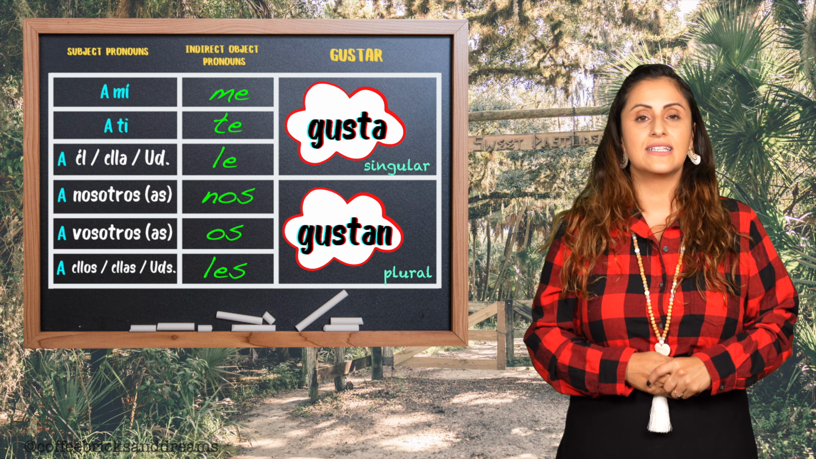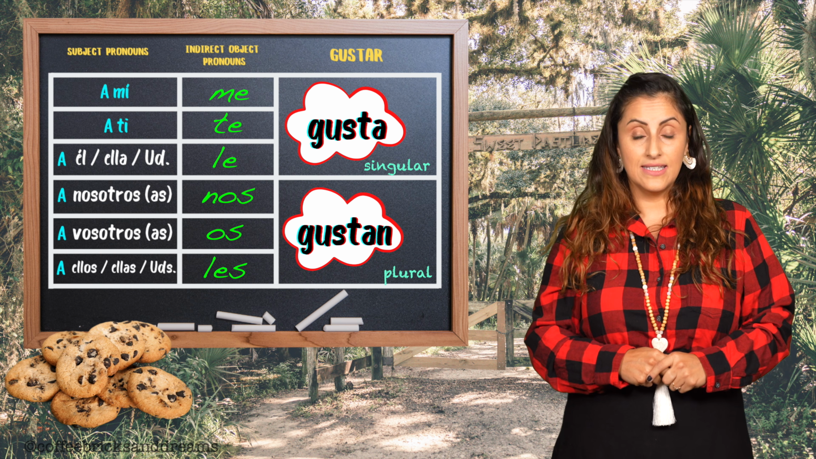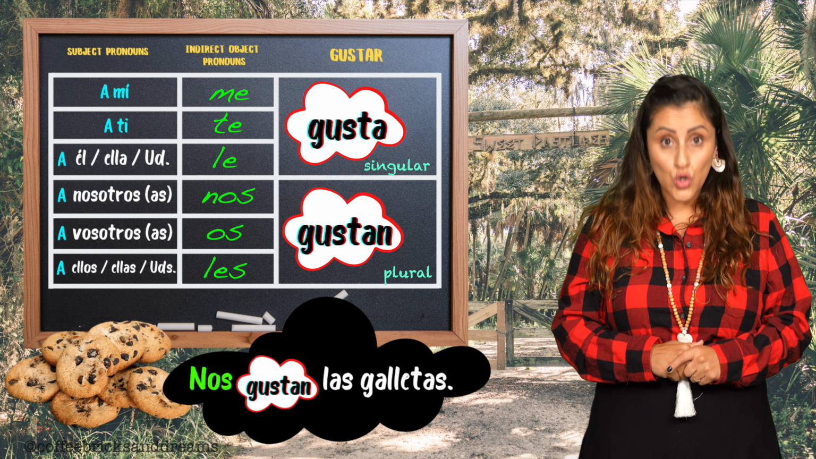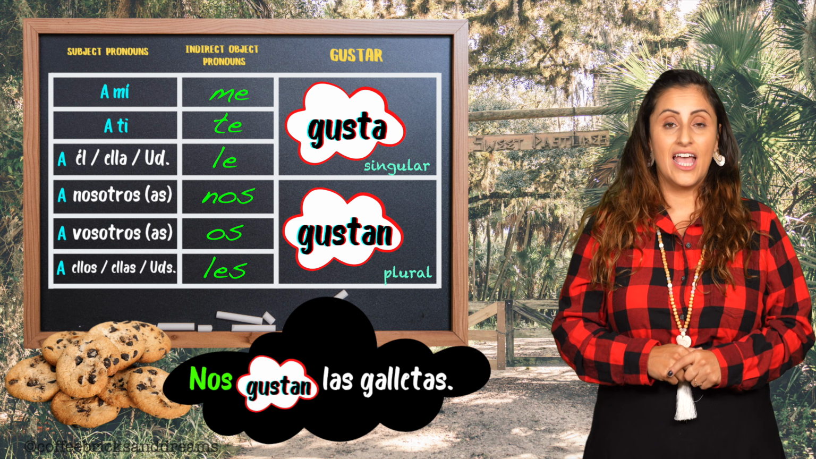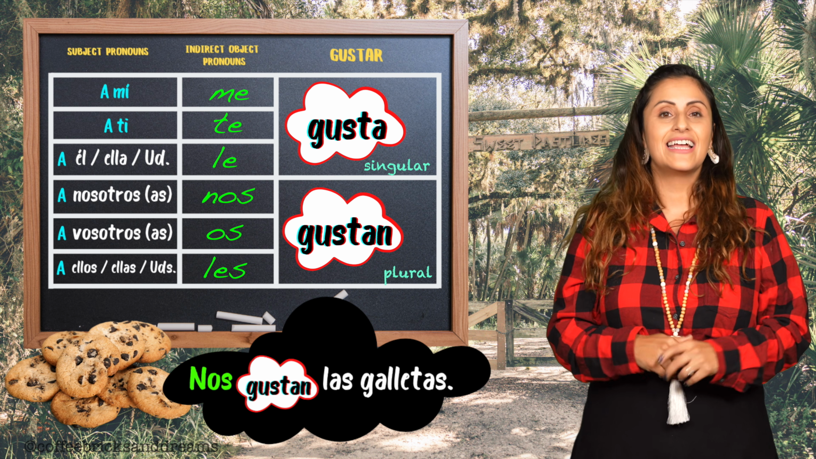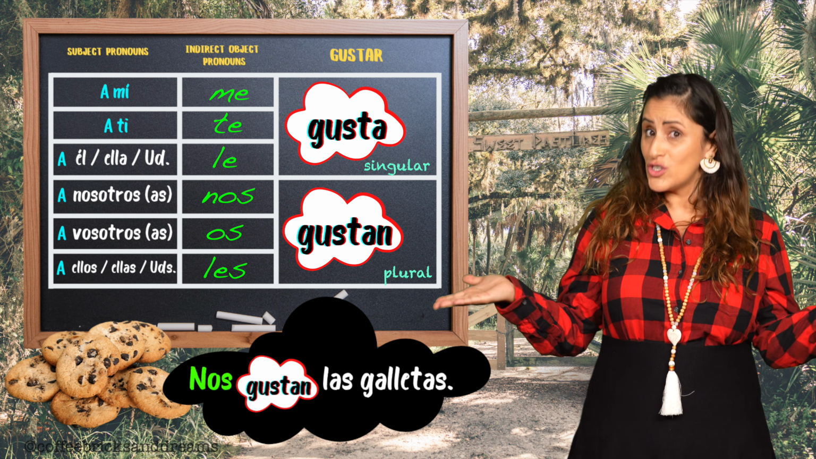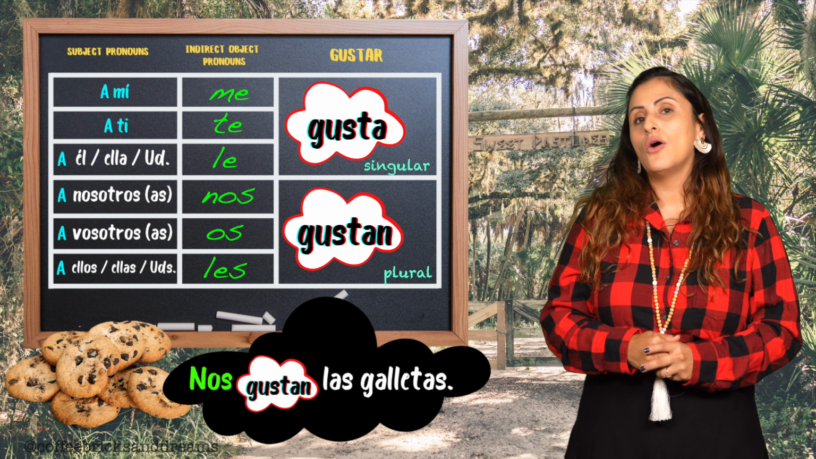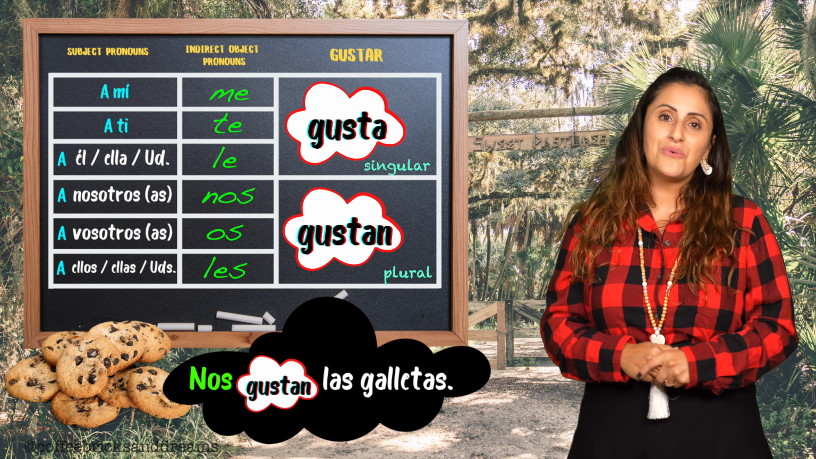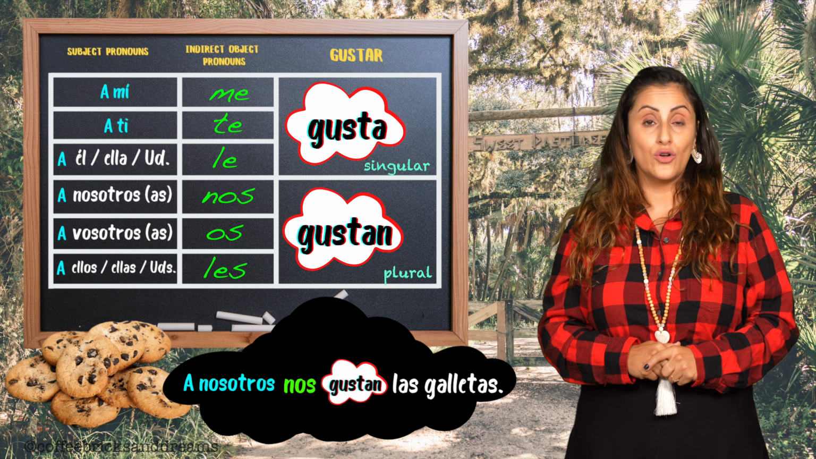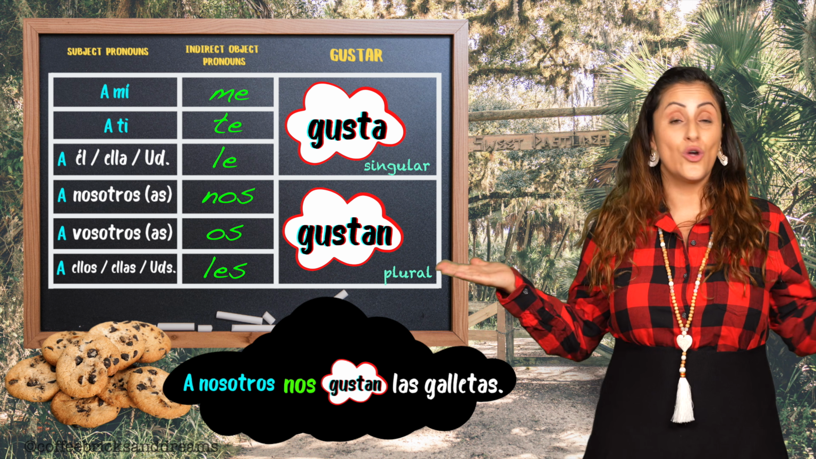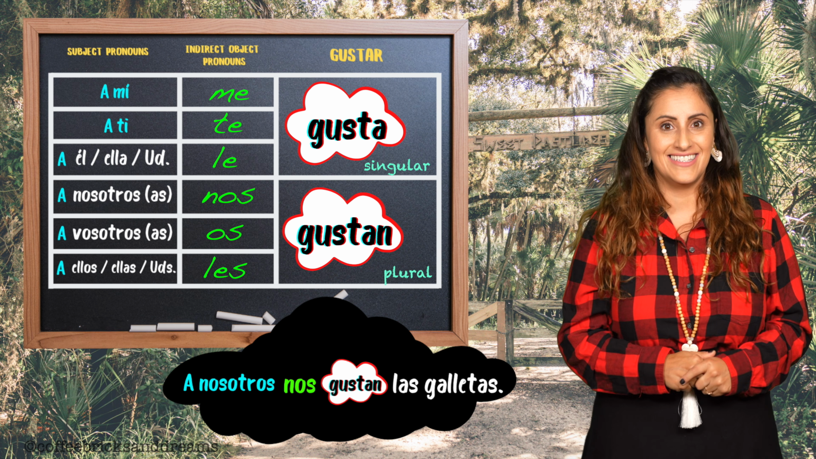For example, we could say, we like cookies. So we would say, "Nos gustan las galletas." Remember, gustan because we have multiple galletas, multiple cookies. Now, we want to add emphasis. So we would say, "A nosotros nos gustan las galletas."